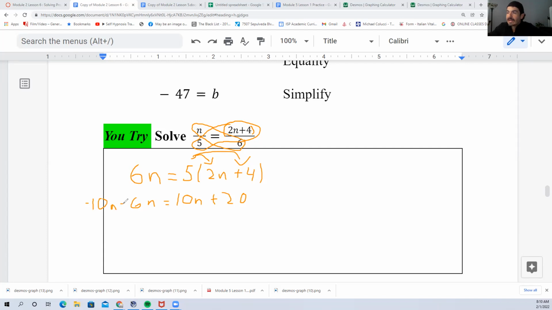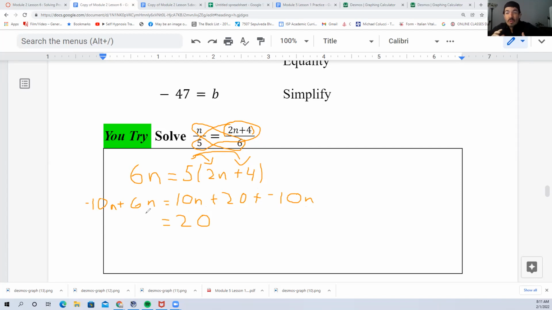Or I'm going to add a negative 10n over here. I know it's a little confusing because they're not next to each other. But this is like saying, hey, I bought 10 bananas plus 20 bucks, and then I added a negative 10 bananas to my grocery list. So these bananas go to 0. That's by design. So I'm left with 20 on the right here, a negative 10n plus 6n.